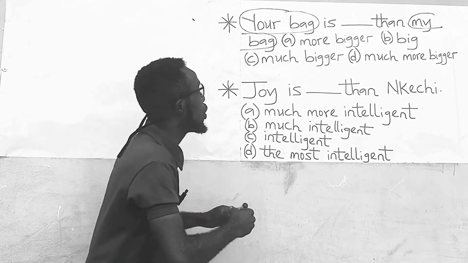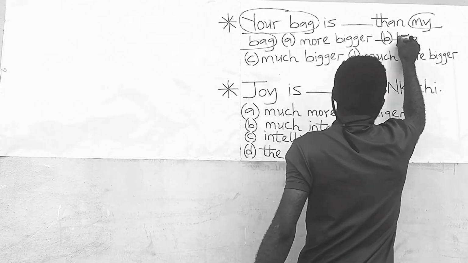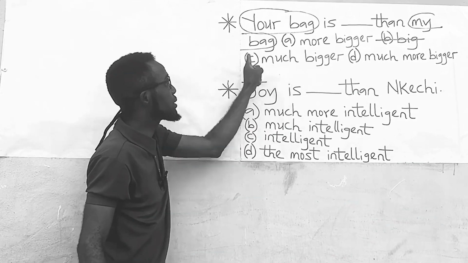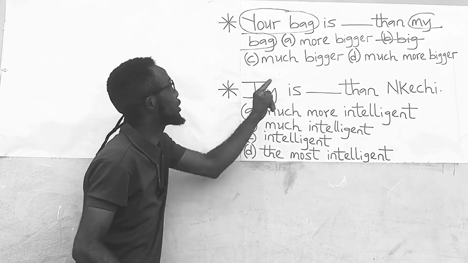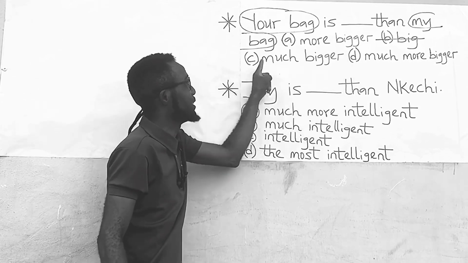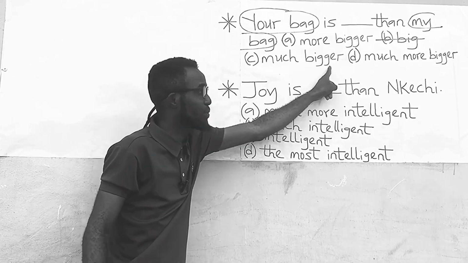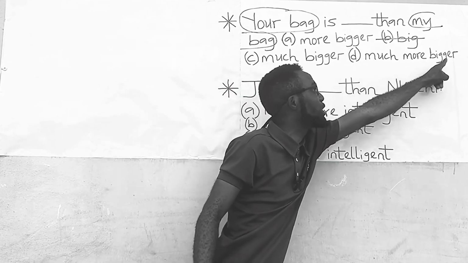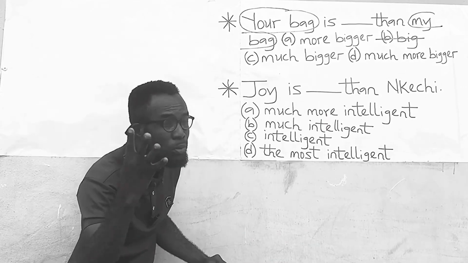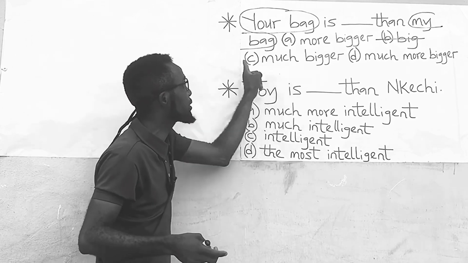It means that option B is wrong. The correct option lies among A, C, and D. Because if you look at option A, there is a comparative adjective. If you look at option C, there is a comparative adjective. And if you look at option D, there is a comparative adjective. So the correct option lies among A, C, and D.